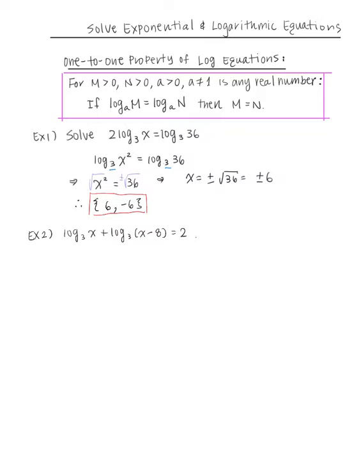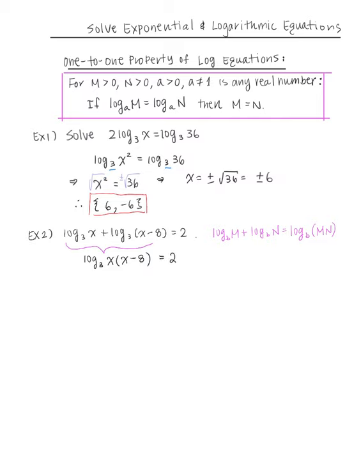Let's do another one. Example 2: log base 3 of x plus log base 3 of x minus 8 equals 2. First step, I would like to combine this into one log. Do you guys remember this one? Log base b of m plus log base b of n is log base b of m times n. So using that property, I can condense these two logs into log base 3 of x times x minus 8, and this whole thing equals 2.